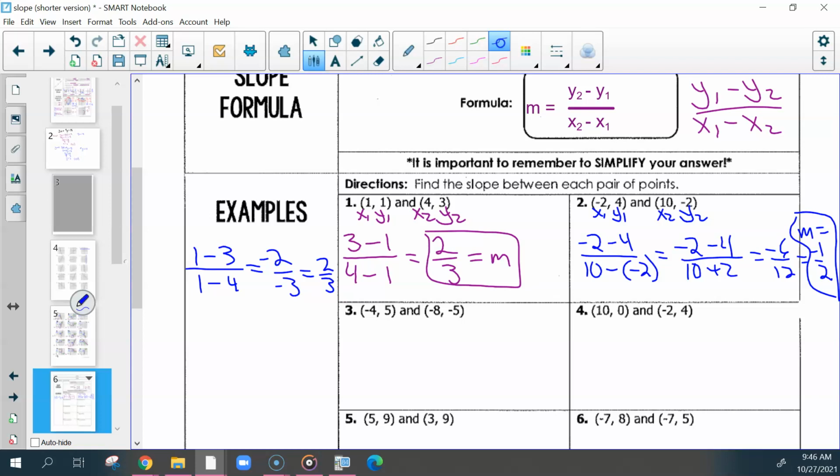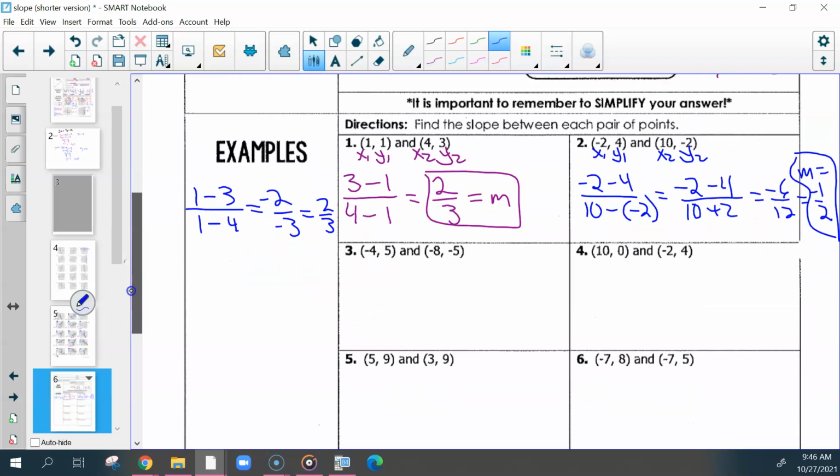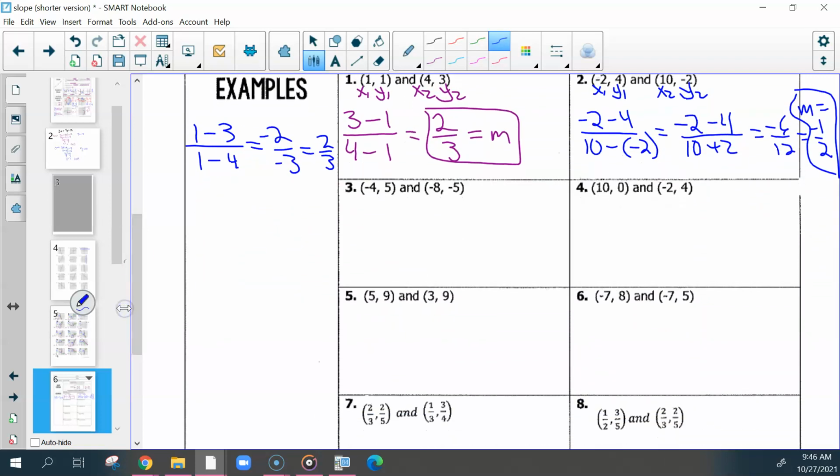For sure, there are 3 more that I want to do. I don't know if we'll have time to do all 3, so we'll see how far we get with those. We're going to skip down to number 5 and do the same process.